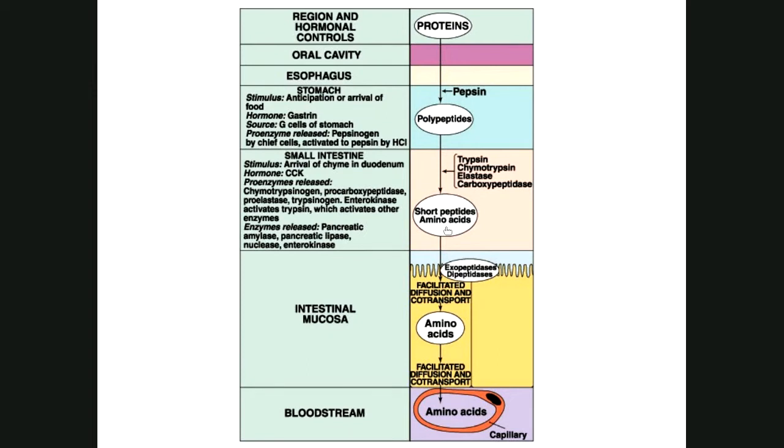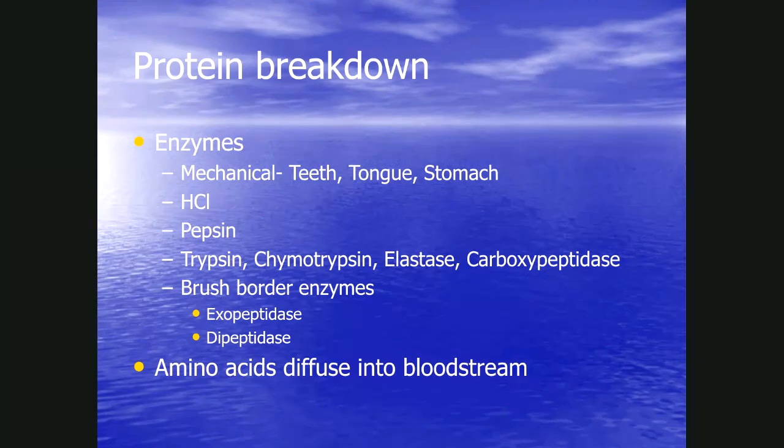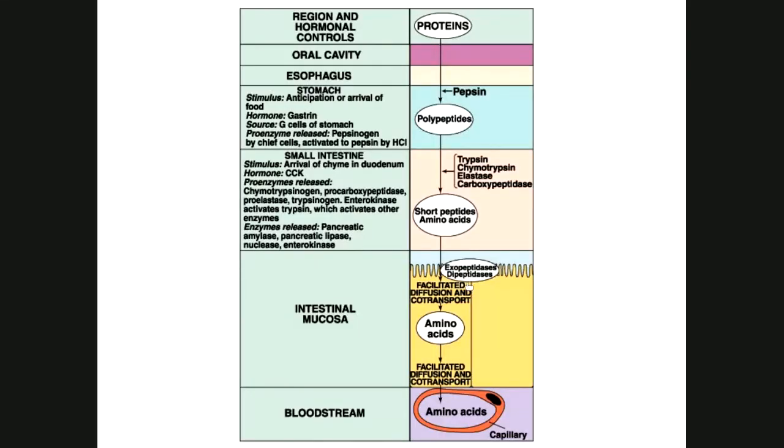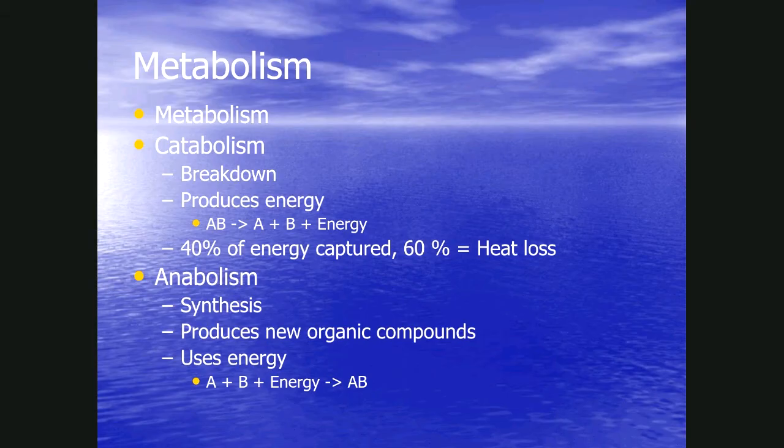If we've got individual amino acids, then we can just absorb them straight in, but I forgot to mention, we need those brush border enzymes to finish it up, right? So they're going to take the dis and the tris. You should be familiar with exopeptidase and dipeptidase. These are the two brush border enzymes for proteins. And when they're finished, they take the dis and the tripeptides and break them down. You don't have to know it, but exo snips the one on the end, and di always snips if it finds two together. And so that way we're going to break them all down into individual amino acids and absorb them into the bloodstream. Now again, the goal here is to discuss what happens when we get them in, and that's metabolism.